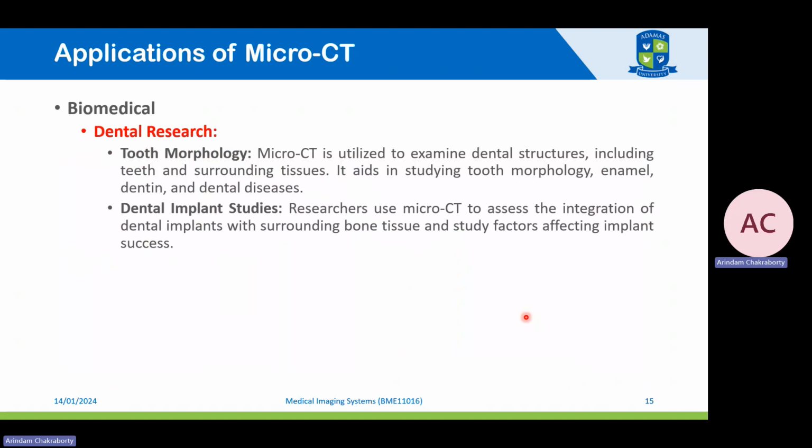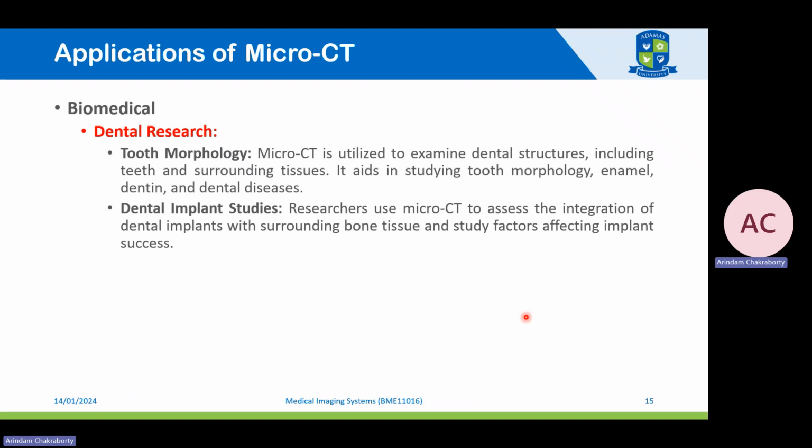Then another important area where micro-CT has been used significantly is dental research. For dental research, there are two very specific applications. One is to study the morphology of the tooth or the jaw bones, to investigate the dental structure, the tooth and the surrounding tissue. It helps in understanding the tooth morphology and any dental diseases. Another one is dental implant or dental prosthesis studies.